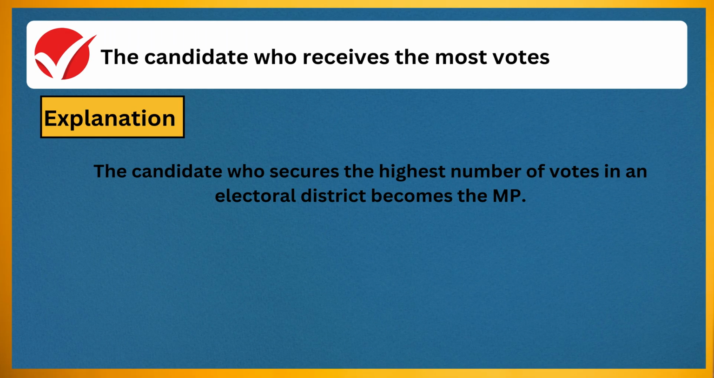The correct answer is the candidate who receives the most votes. Explanation: the candidate who secures the highest number of votes in an electoral district becomes the MP.